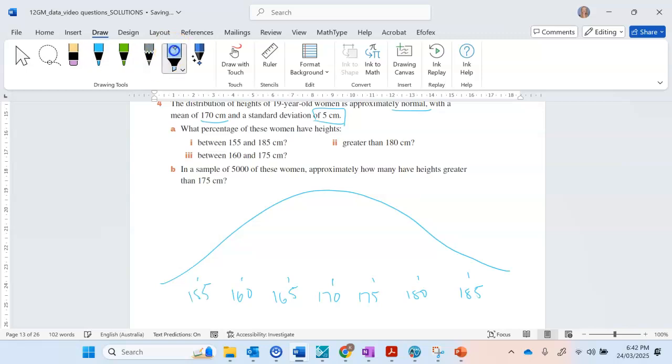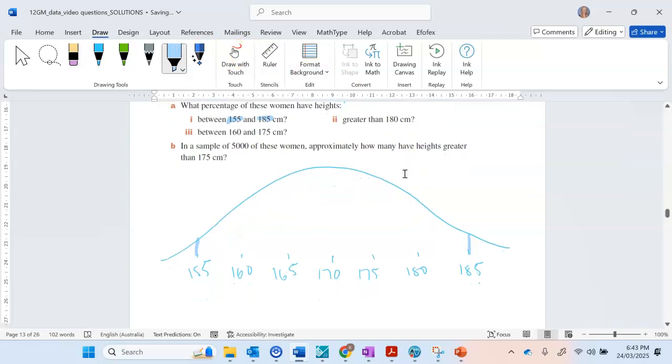Now the question is asking what percentage is between 155 and 185. So 155 is here, 185 is here. I can see it's 3 standard deviations, but if I were you, I would just count. So we're going 1, 2, 3 above. So we're at the mean plus 3 standard deviations. And then we're going 1, 2, 3 below. So that's the mean minus 3 standard deviations.